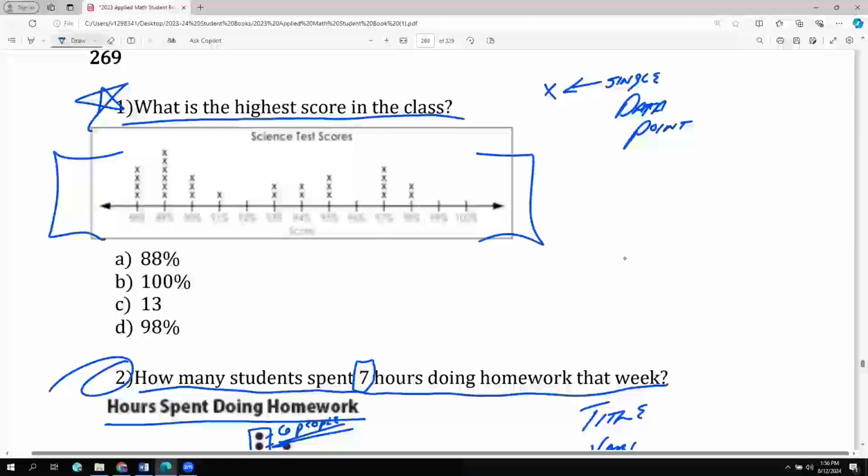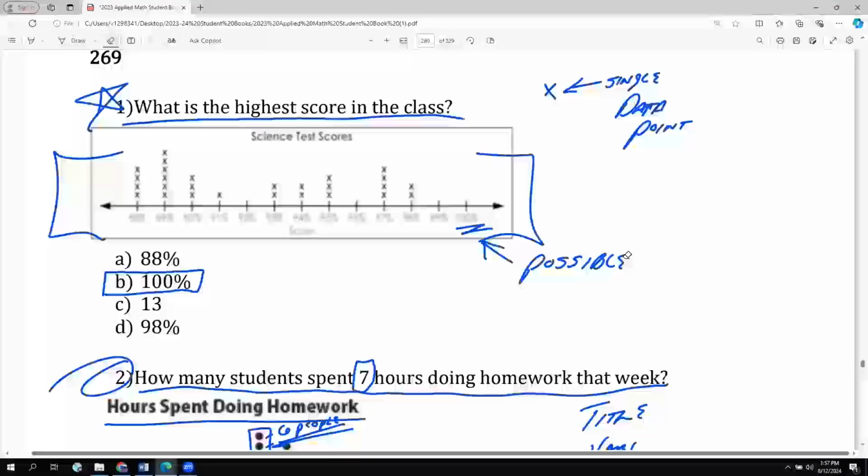Now this one can kind of throw people off a little bit. Sometimes people will say, by looking at the chart, I can see that the score actually goes up to 100%. So the highest score is 100%. I'd say, no, not really, because that's the highest score that's possible. But that's not the highest score that was attained, which means nobody scored that. Because if it was there, I'd see an X, but I don't see an X. So it means that nobody scored a perfect score on their test. The question, what is the highest score in the class, means of the people who took the test, not what was the highest score possible on the test, but how did the class do?